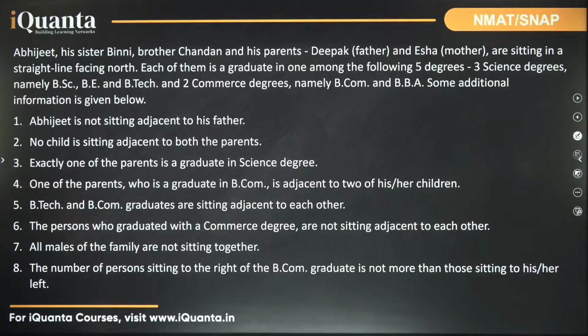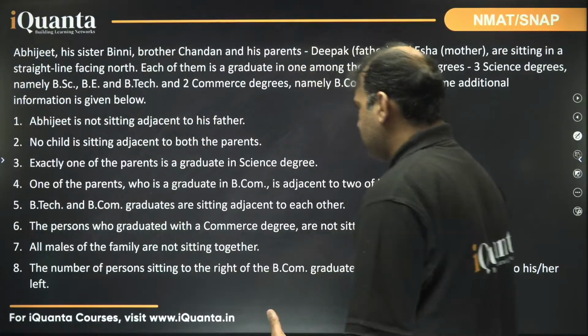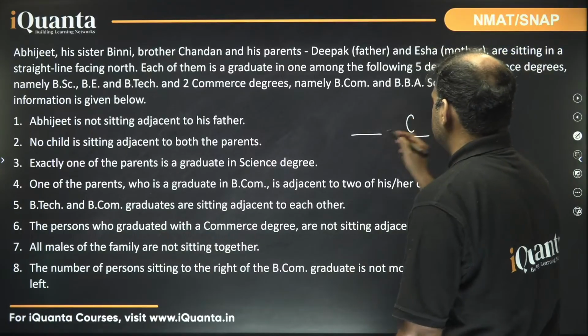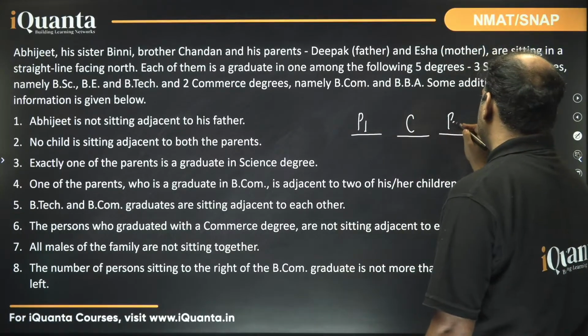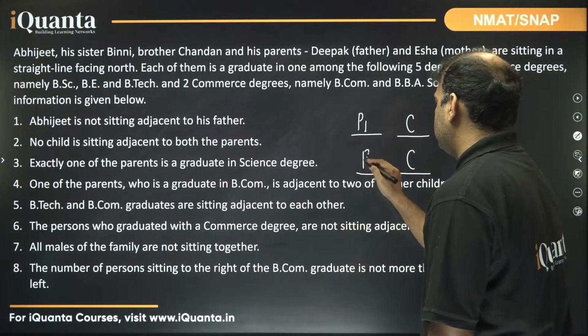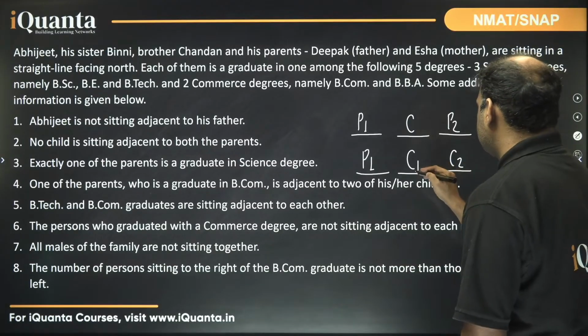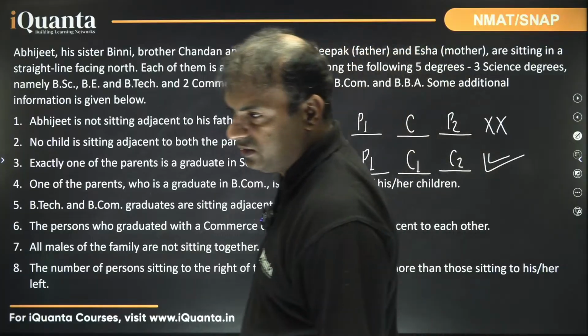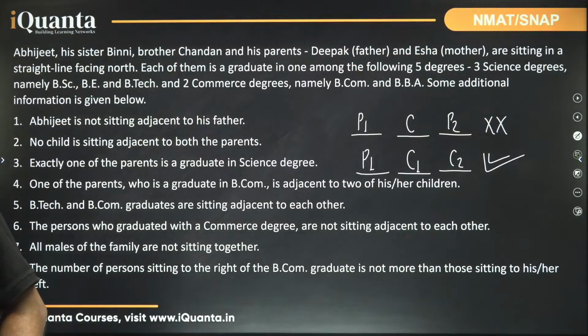Priyam is asking to explain the second point. They are saying that no child is sitting adjacent to both the parents. No child is adjacent to both the parents means a child can be adjacent to one of the parents but not adjacent to both. Suppose this is a child, this is parent number 1, let's say mother, and this is father. So this is not possible. But if one parent is here and the other is another child, this is still possible. If a child is adjacent to both the parents, that is not possible. So this is the meaning of the second point, right, PM? I hope you understand now.